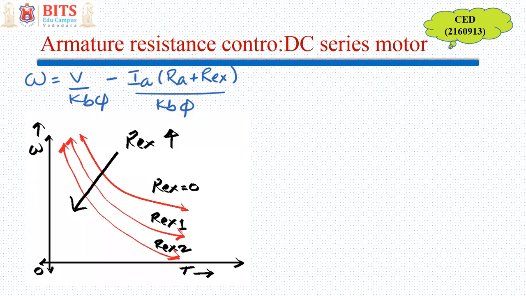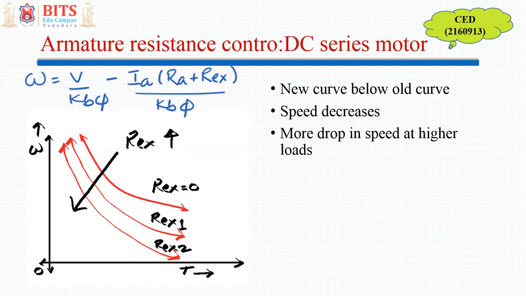So here you can see that the characteristics with external resistance in series with the armature is below the original characteristics, and as the load increases, the gap or the drop in speed also increases, right? So you get a poor speed regulation. So the new curve is below the old curve, speed decreases, and there is more drop in speed at higher loads, right? Of course, it's a series motor, so it is not going to cross and go into the second quadrant, right? Of course, here also this is an inefficient method and so rarely used, right? That is all about the armature resistance control method.